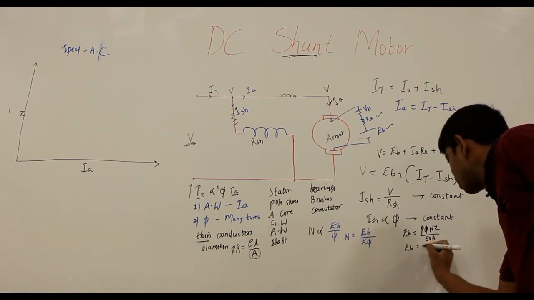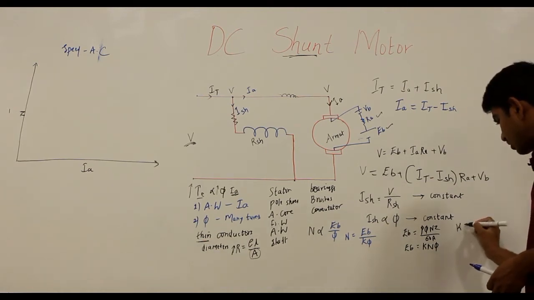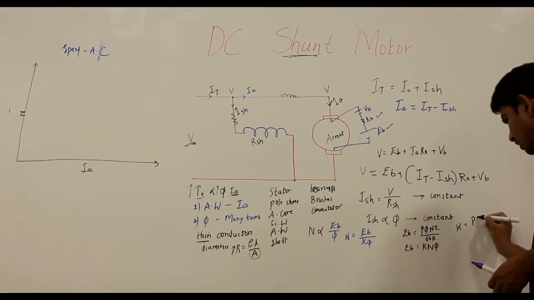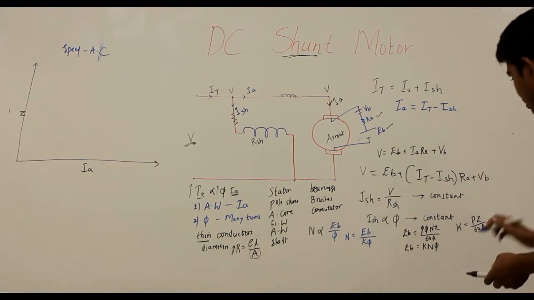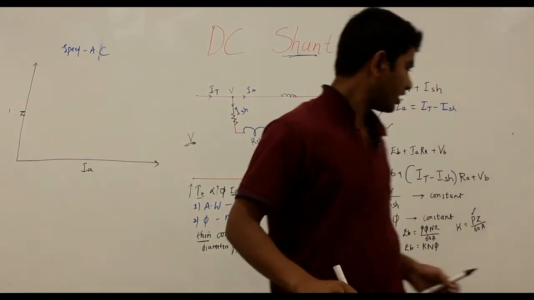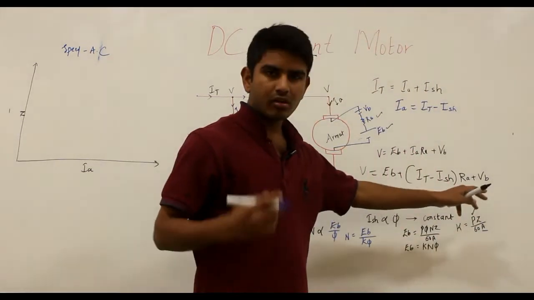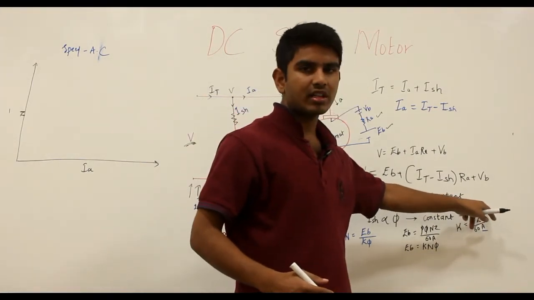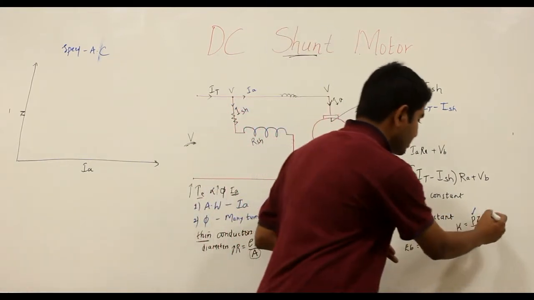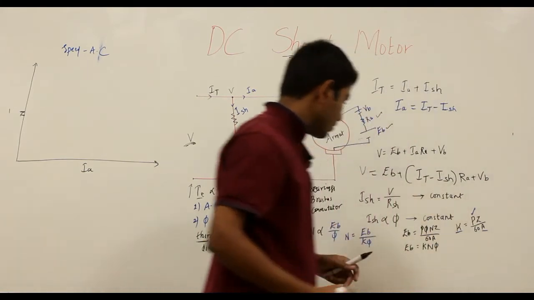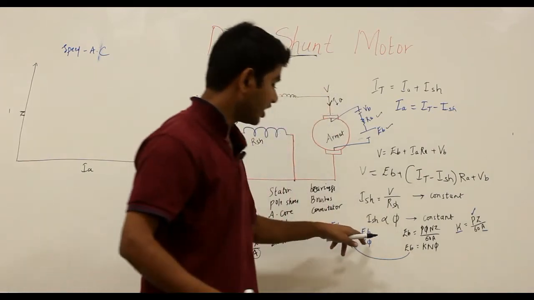Here I can write Eb is equal to K N phi, where K is a constant given by P Z by 60A, because P is the number of poles, Z is the total number of armature conductors, and A is the number of parallel paths. The poles are constant, the total number of armature conductors once inserted are constant, as well as the number of parallel paths. So I am representing these constant entities by a constant K. So your Eb can be given as K N phi. From here you can write speed is equal to Eb upon K phi.